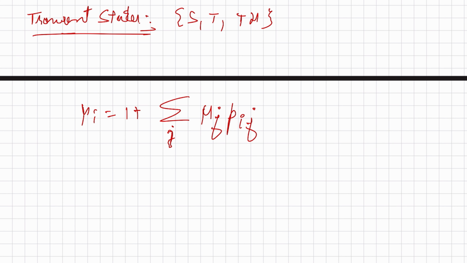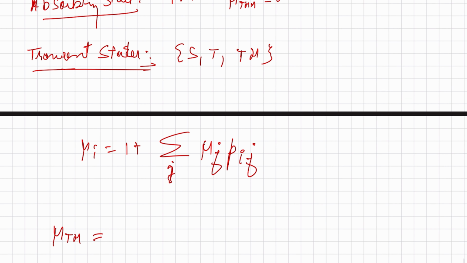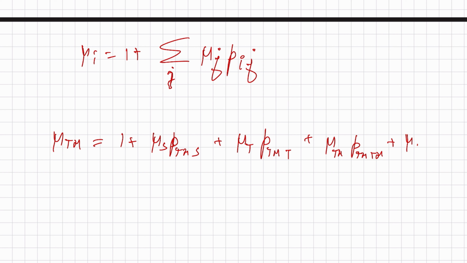Okay. So mu I, let me start with the state TH. 1 plus mu S, probability of TH to S, plus mu T, probability of TH to T, mu TH, probability of TH to TH, mu THH, probability of TH to THH. Okay, so we cover all the states here.